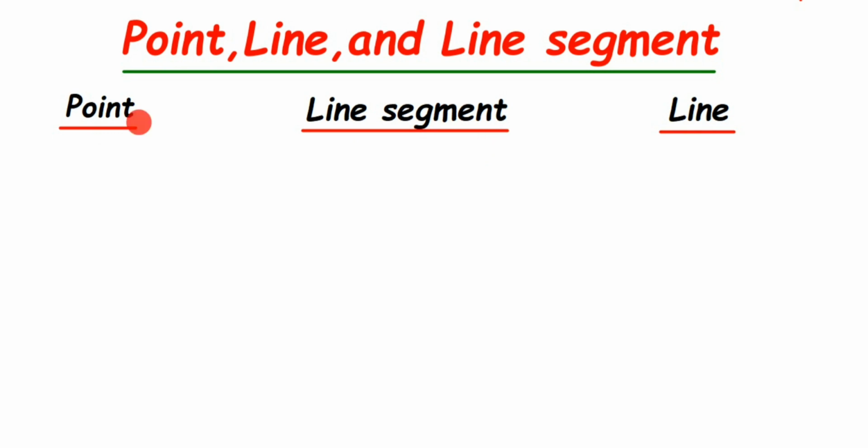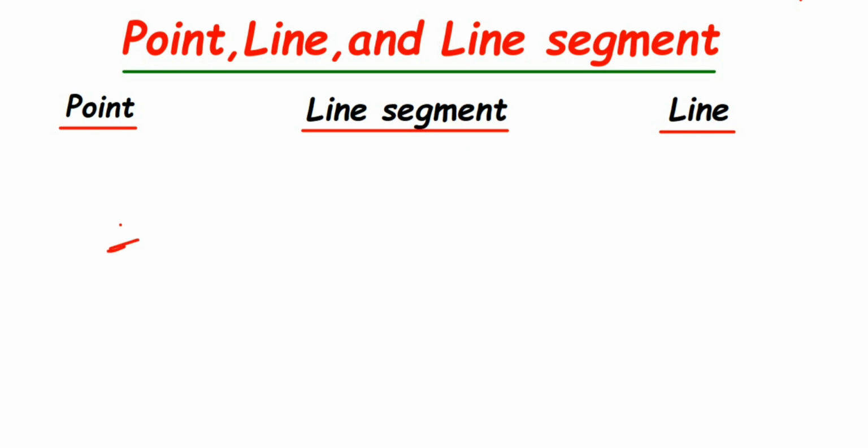A point is nothing but you just take a sharp pencil or a fine tip of a pen, a pointed object, and you put a dot on a plain paper or a plain surface, and that is called a point. Now what is the purpose of a point? A point determines the location.